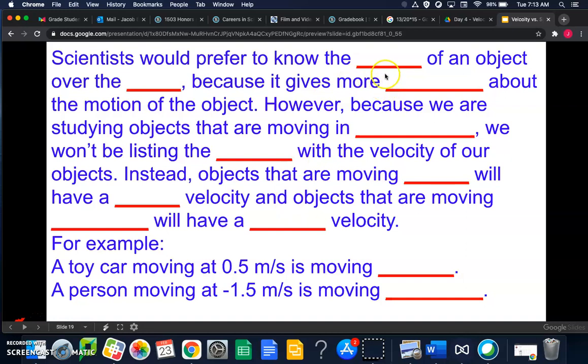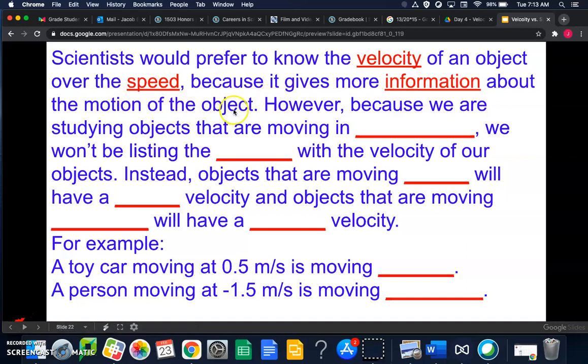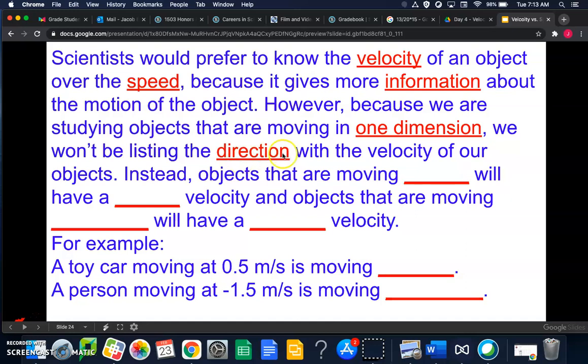All right, so scientists would prefer to know the velocity of an object over the speed because it gives more information about the motion of the object. However, because we are studying objects that are moving in one dimension, like in a straight line, we won't be listing the direction with the velocity of our objects. So what do I mean by one dimension? I mean we're just going to be looking to begin with at objects that are moving just forward and back, or just up and down, or just left and right, right?